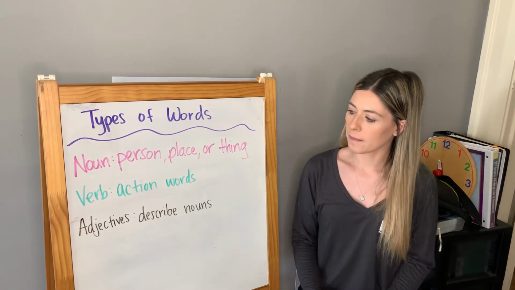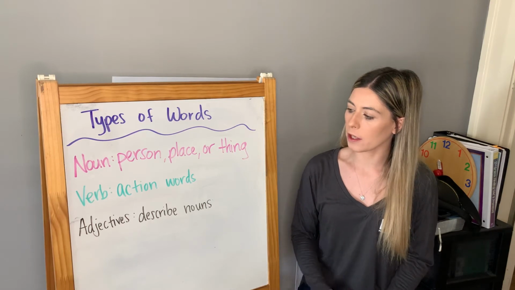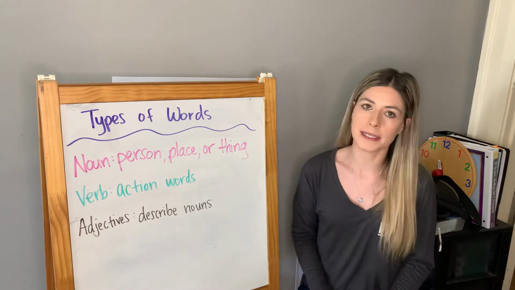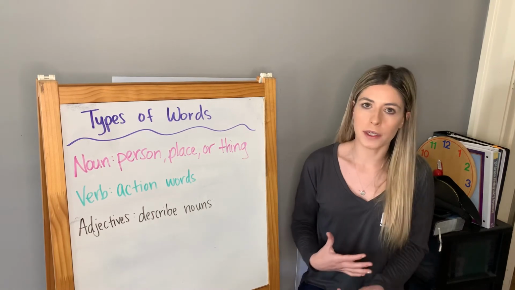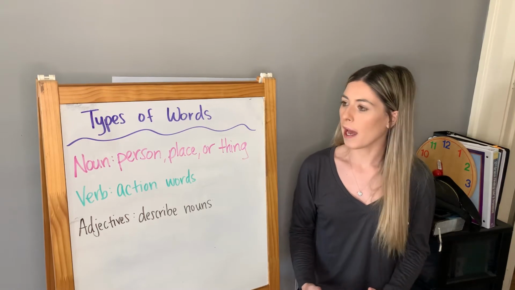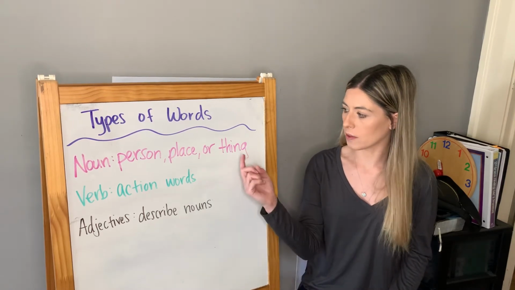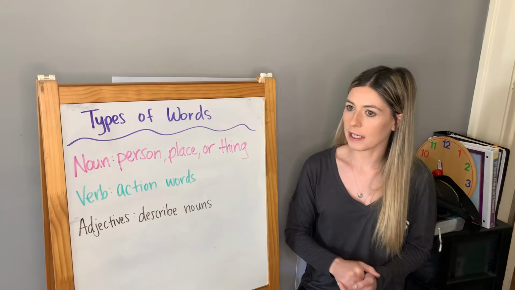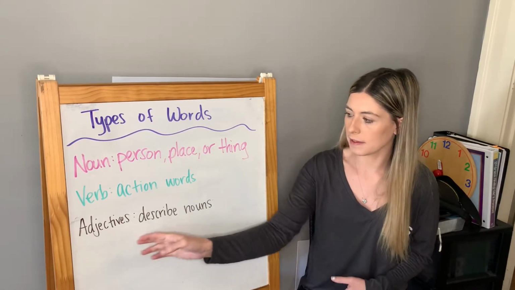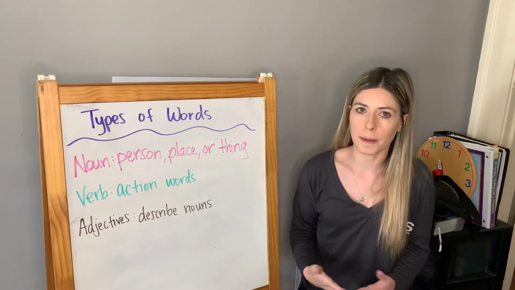Then a couple weeks ago, we learned what an adjective was. An adjective describes nouns. So it gives a little bit more description of the person, place, or thing we're talking about. If we have a red house or a tall boy, those kinds of things are adjectives that explain the noun in a little bit more detail.